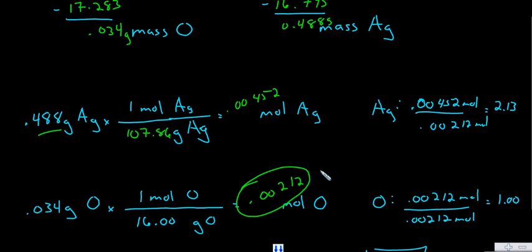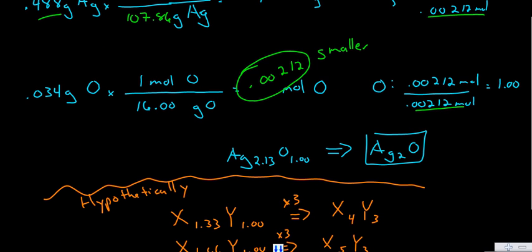Because this 0.00212 is the smaller number of moles, you'll be dividing our number of moles in both cases by that. Okay, so divide both numbers of moles by that smaller number, and then you are left with silver is 2.13 and oxygen is 1.00. We're saying that there are approximately 2 moles of silver for every mole of oxygen here. And so that gives us what looks like an empirical formula of silver 2.13, oxygen 1.00.